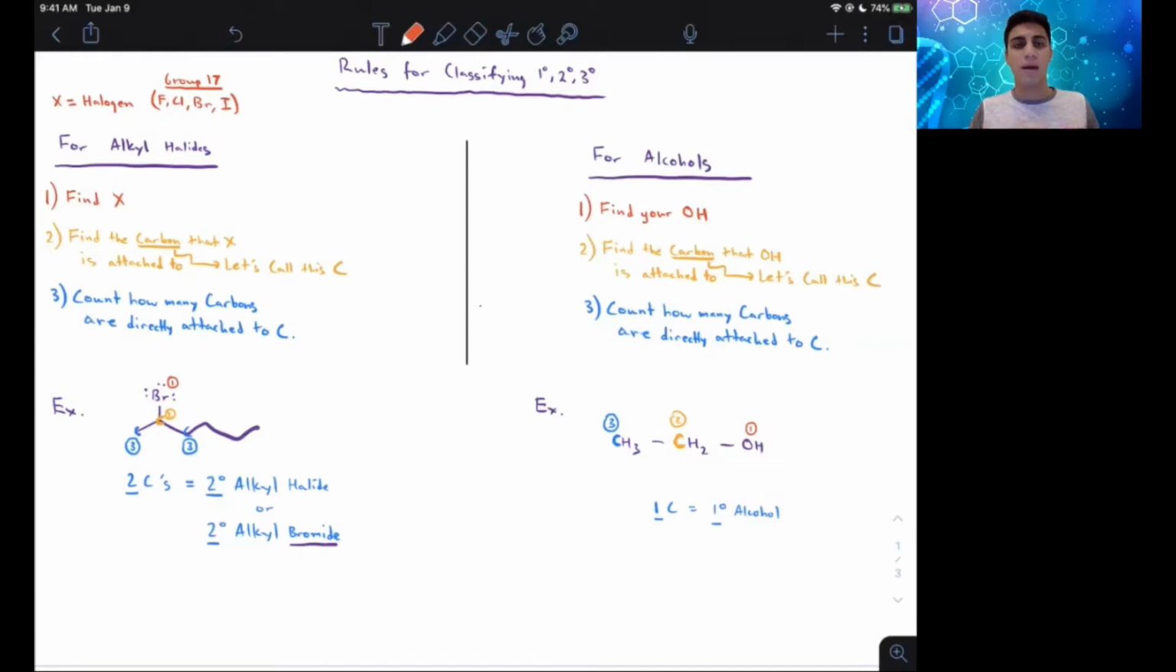And the thing I like about the rules that I created is that you apply these rules to literally every other thing. It doesn't just apply to alkyl halides, but also to alcohols, amines, amides, carbocations. It's all basically around the same idea.